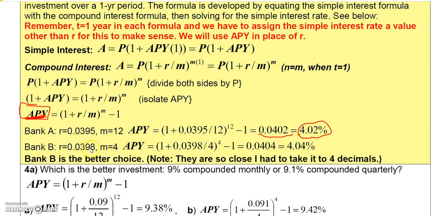Bank B had a rate of 3.98% compounded quarterly. So if we calculate the APY for Bank B, that would be 1 plus 0.0398 divided by 4 raised to the 4 minus 1. So we would get 0.0404, which is 4.04%. Now you can see that it would take a simple interest rate of 4.04% to match this annual rate of 3.98% with quarterly compounding. Since the APY for Bank B is better than the APY for Bank A, Bank B would be the better choice to invest your money.